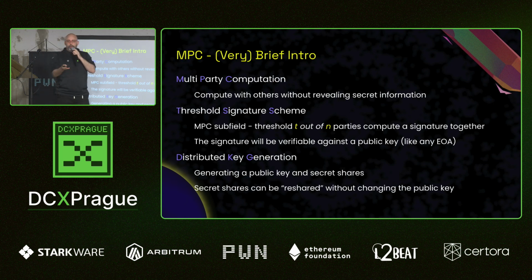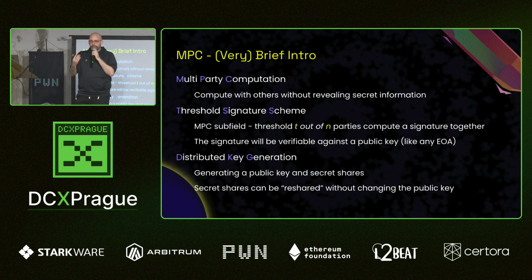The signature will be verifiable against a public key like any EOA. So from a blockchain perspective, there will be no difference between someone using a private key and someone using MPC. The process on our end will be different. And that public key and the secret shares are generated in a process called DKG, distributed key generation, a sort of ceremony that creates the public key and the secret shares for all the parties. And all the secret shares can be basically reshared without changing the public key. That's an important thing that we'll get to later.